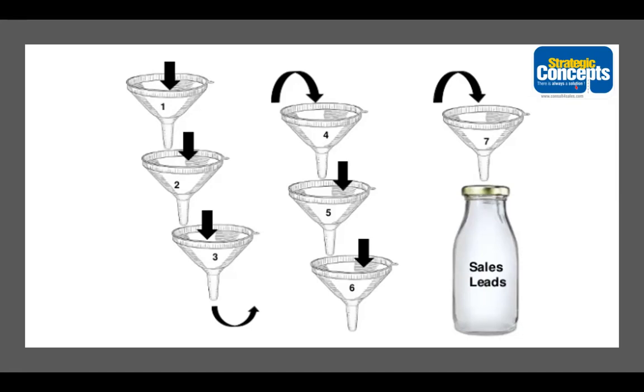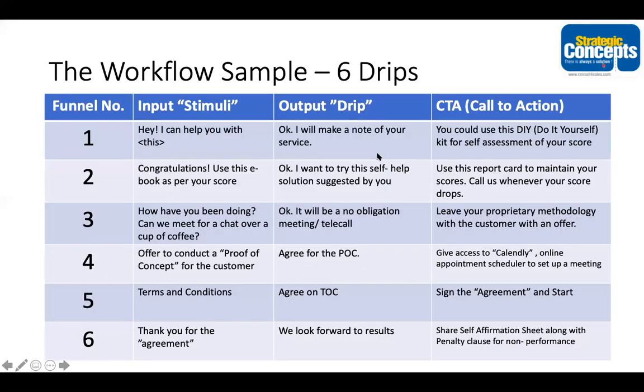Okay, fantastic. Now let's look at how exactly a workflow is prepared. If you look at the screen, I've prepared a 6 drip funnel here. I have summarized the input stimuli in the first funnel and the desired output drip from the first funnel. And there's something called call to action. So we will need a call to action to ensure that stimuli becomes a drip. Can you quickly put on the chat box, stimulus becomes a drip only with a good call to action.